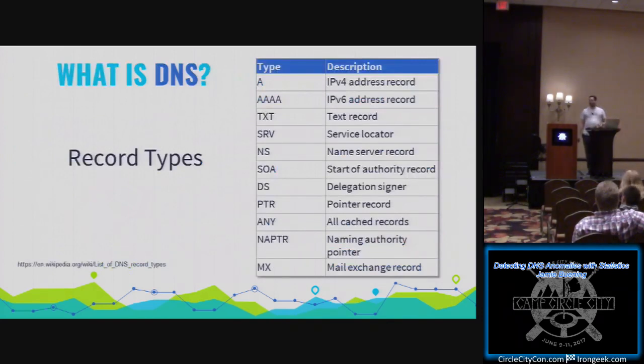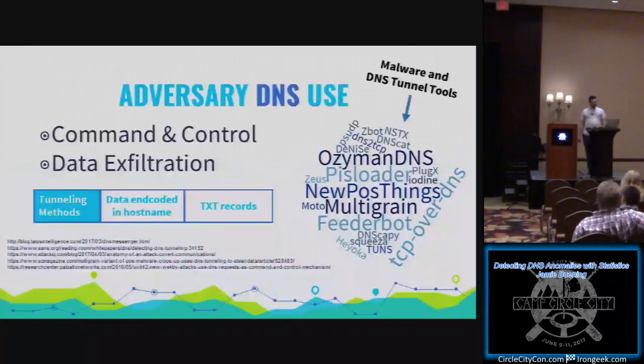Here are some record types. This is not the full list of record types. This happens to be a brief description of all the record types that exist within this data set, which I'll introduce in a minute. Some of them are very common, like the A records, quad A, TXT, SRV, CNAME, NS. A couple were at least unfamiliar to myself when I looked at these. NA and PTR were something I hadn't seen before, so that in itself may be something anomalous to you, but we'll go in and do some other analysis as well.